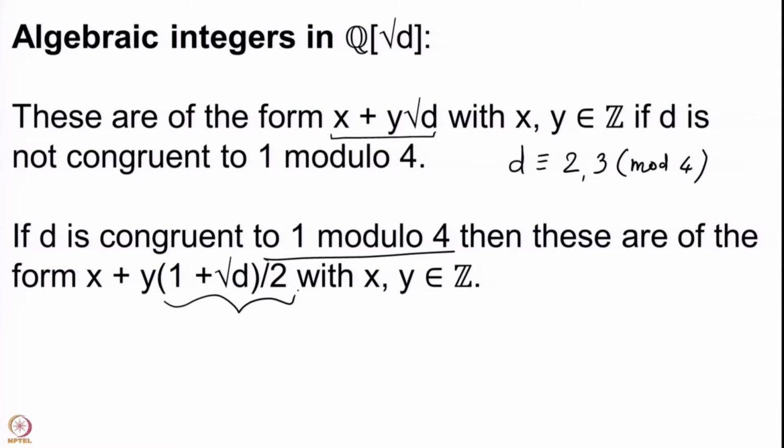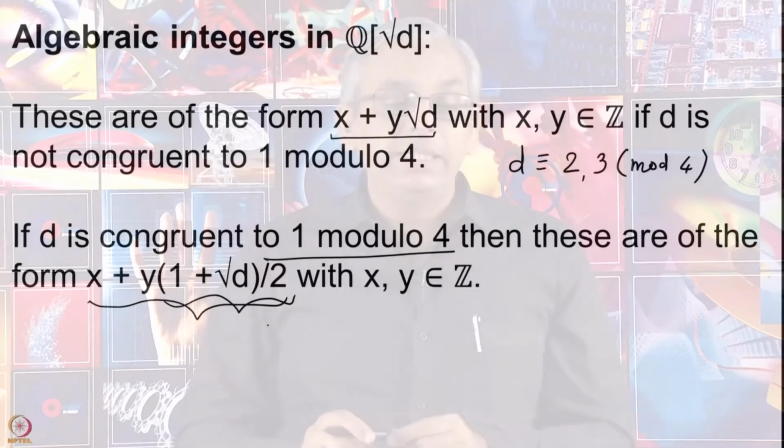that also satisfies a monic polynomial over integers, and therefore a general element is of the form x plus y into this 1 plus root D by 2, where now x and y are integers, or you may call them as u plus v root D, where u and v are integers or half integers. So, this is the description for algebraic integers, and clearly here every element need not be invertible. You know we have 2 in the algebraic integers and you cannot divide by 2.